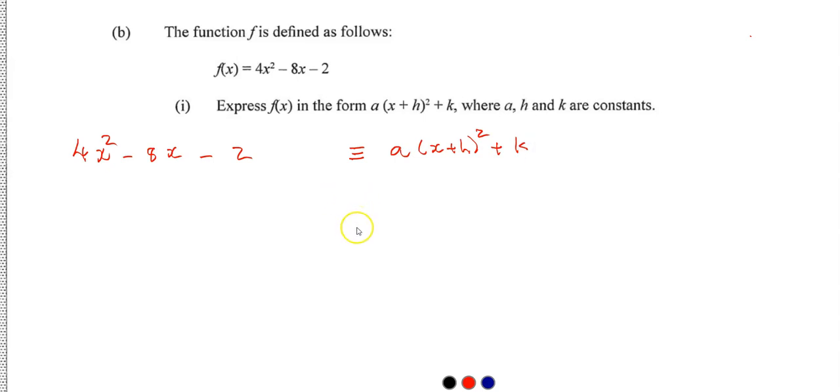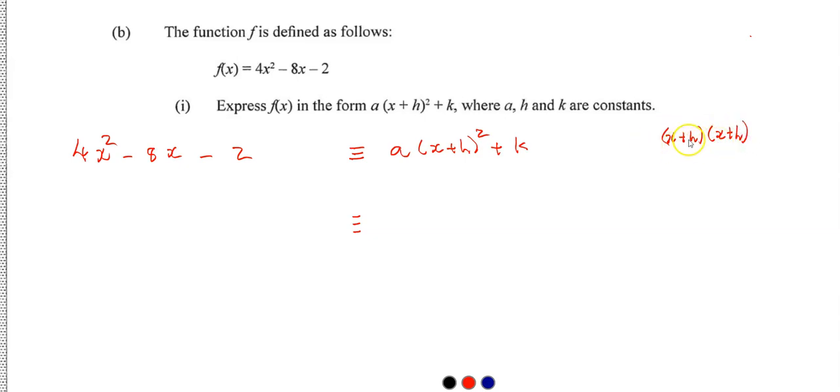Okay, so you can either work on the left hand side and make it equal to this side, or you can work on the right hand side and make it equal to the left hand side. So what I'm going to do is work on the right hand side and equate it to the left hand side. If you haven't done that before, I'll show you how to do it. So you expand x plus h all squared, which means that you times it by itself.